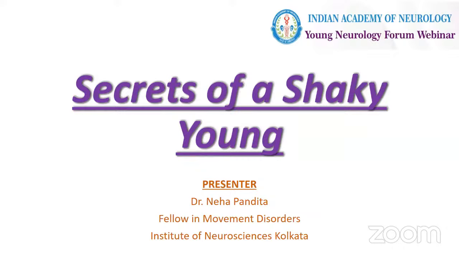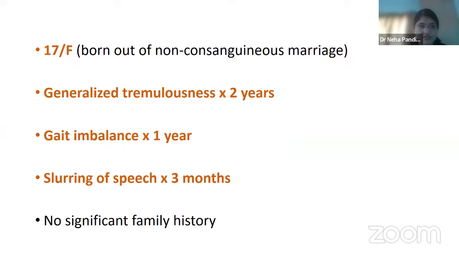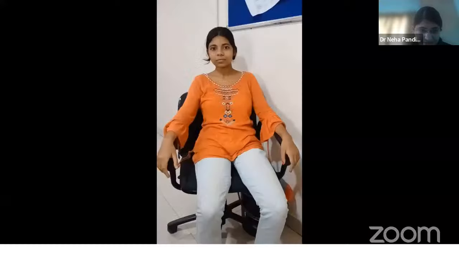Good morning, everyone. My case is Secrets of a Shaky Young. This was a 17-year-old female born out of a non-consanguineous marriage who presented to us with generalized tremulousness since the last 2 years, gait imbalance since the last 1 year, and slurring of speech since the last 3 months. There was no significant family history.